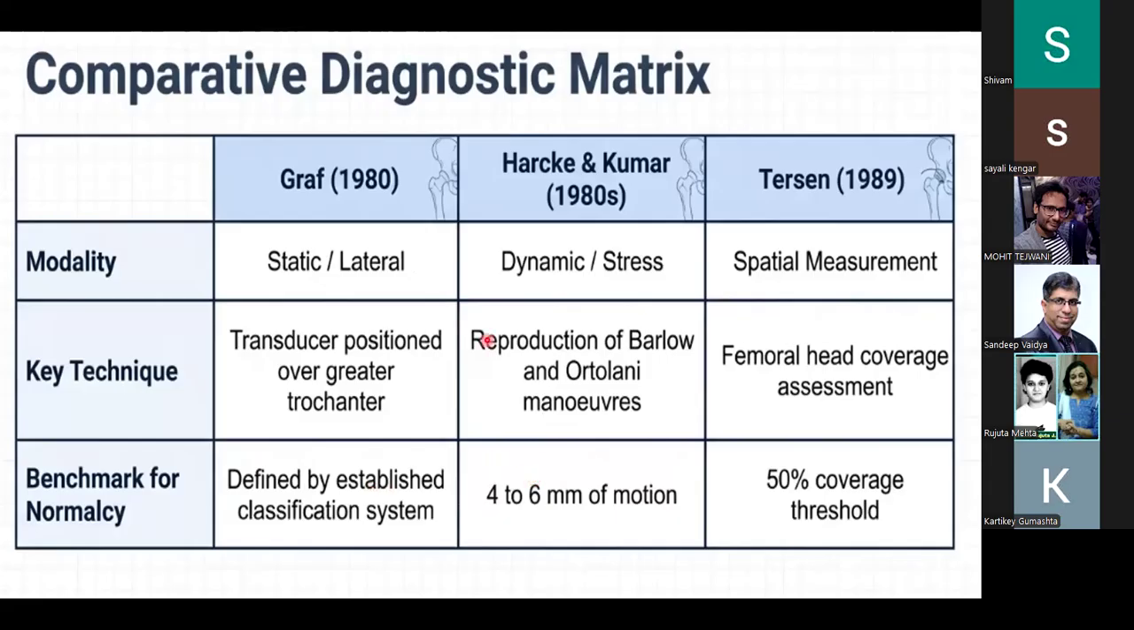So there are other classifications, other than graf, which use USG as a modality to classify hips. Harcke and Kumar use dynamic stress reproduction of Barlow's and Ortolani maneuvers during the USG. 4 to 6 mm motion of the head, he terms it unstable hip. Tönnis uses the femoral head coverage assessment. More than 50% of the coverage is the threshold in this classification.